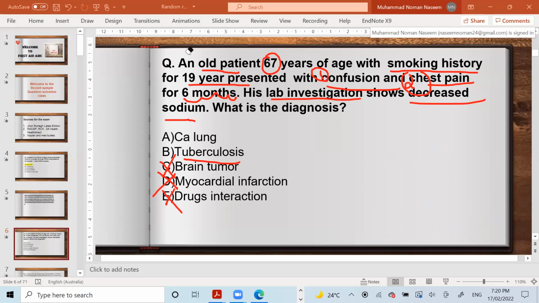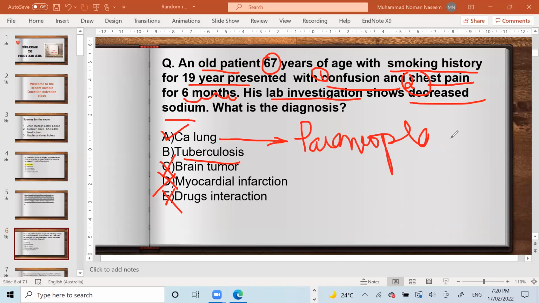Now the smoking history with the age and the chest pain is a clear indication of carcinoma of the lung. But why is the patient having confusion and decreased sodium? This is very important to remember. Carcinoma of the lung has many types. Some of the types of lung cancer also secrete some hormone-like substances. So we call that paraneoplastic syndrome. And it is in 10% of the population diagnosed with lung cancer that these patients present with not only the symptoms of the chest, but also the symptoms of the endocrine system. Like small cell carcinoma of the lung causes the syndrome of inappropriate ADH secretion, which can cause decreased sodium in the body, and the patient can have confusion along with the chest pain. All right.